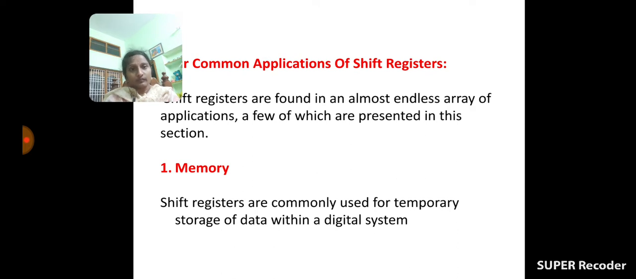We also saw the serial in serial out register, serial in parallel out, parallel in serial out, and also parallel in parallel out. And one more register we completed in our last class, that is the bidirectional shift register. The main advantage of the bidirectional shift register is that it is a register having the capability of shifting the data in both directions.